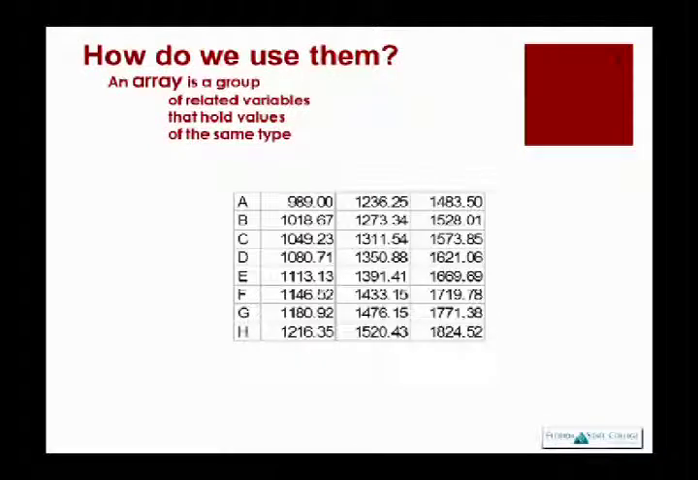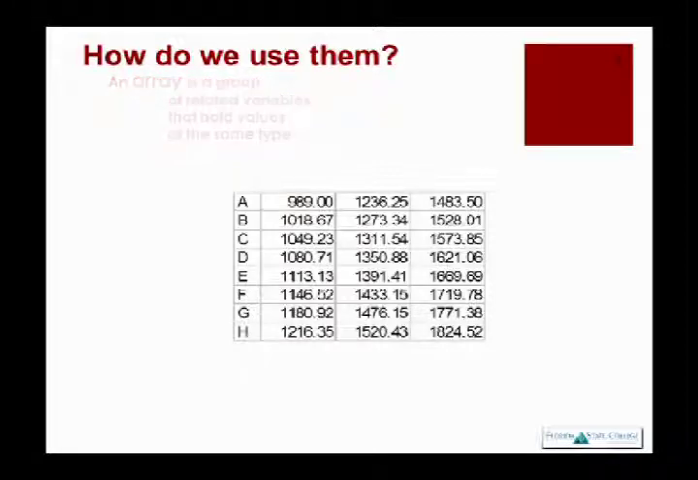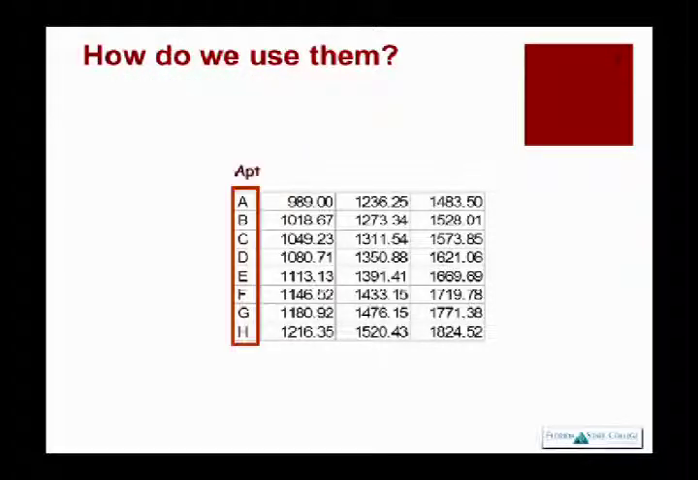So how do we use arrays? Well, we said an array is a group of related variables that holds values of the same type. So this is not one array, this is actually 4 arrays, and we've arranged them side by side. This is the rent for certain apartments in an apartment complex, depending on when you rent them and how long you rent them. So we would say that this is the first array. This is the apartment array. And you'll notice that all the data types are the same. Those are all alpha characters.